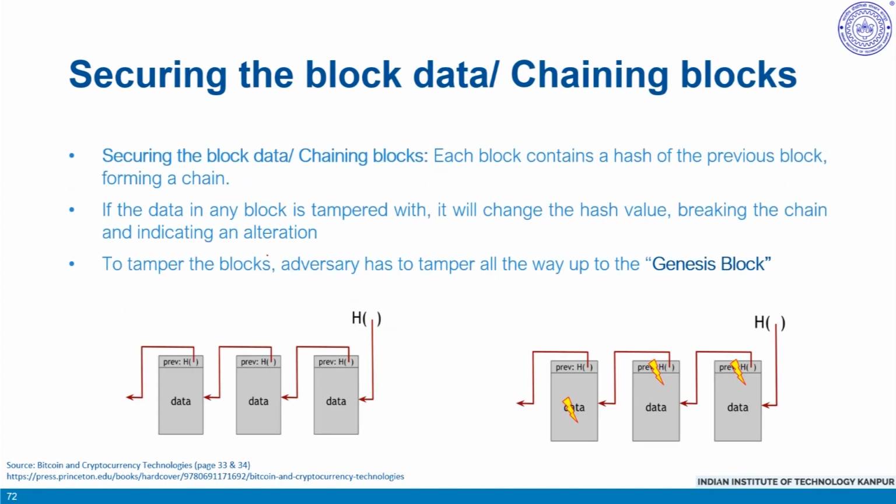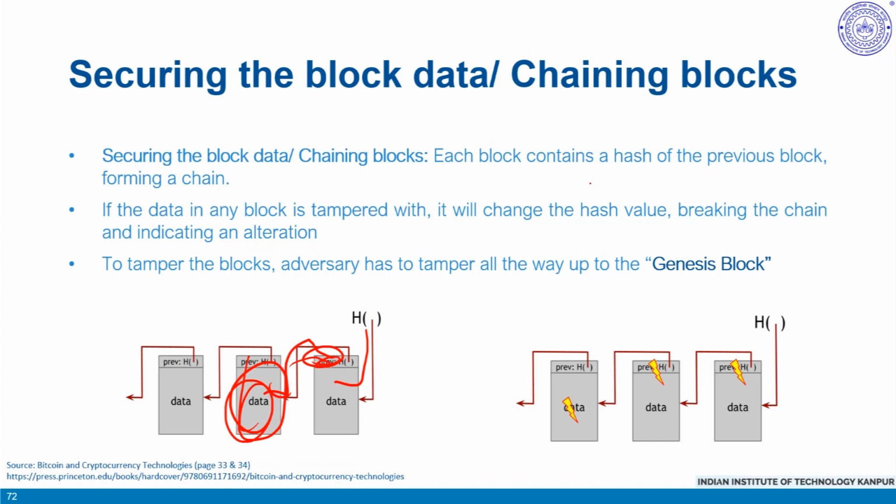Now the next application here is securing the block data, or chaining the blocks, which we introduced earlier. Here each block contains a hash of the previous block, forming a chain like this. A hash pointer is simply a pointer which points to where information is stored, together with a cryptographic hash of that information. So the hash of this information is also there with this, whereas a regular pointer would just give you the direction to retrieve the information.